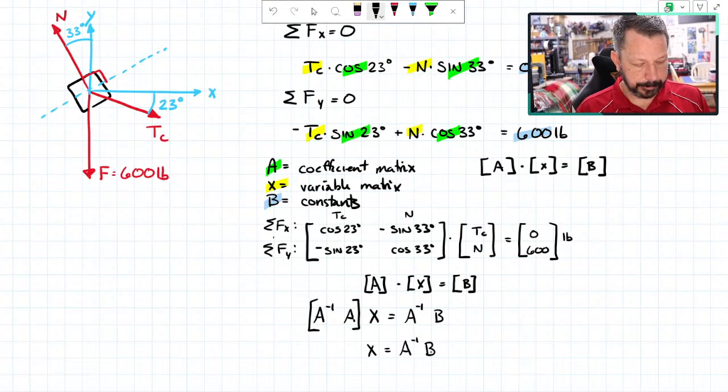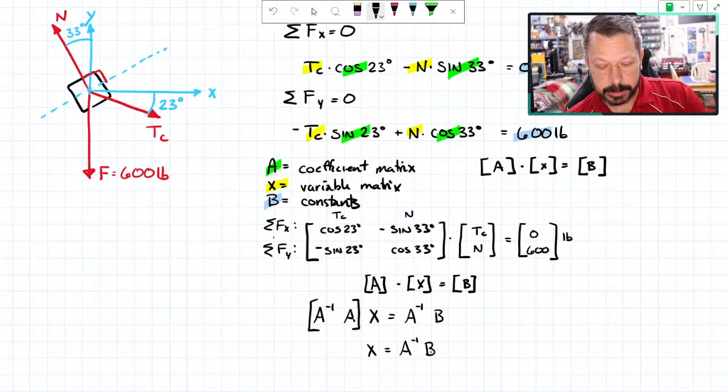And X is our variable matrix. So if I take A inverse times B, the inverse of A multiplied times B, I will get out the values for the variables, which is what I want. You can do that by hand, but we're actually going to do it in MathCAD.